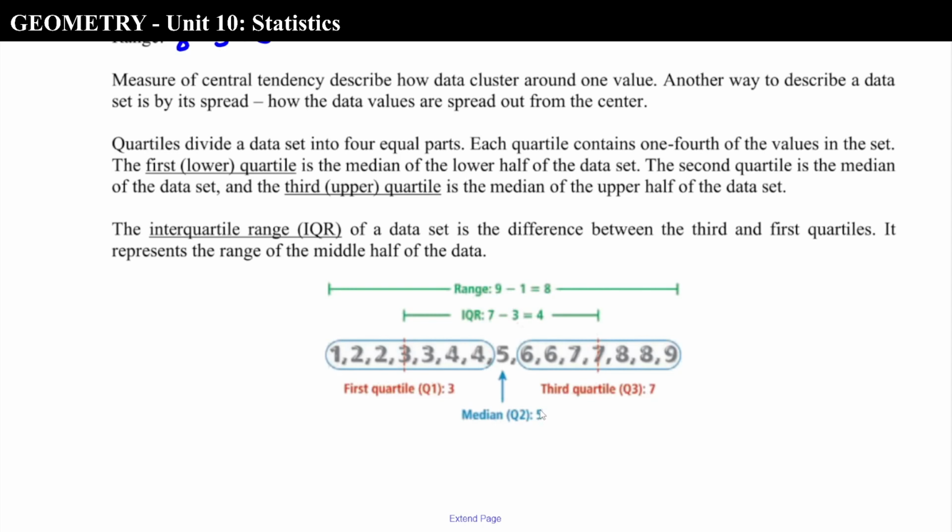The interquartile range of a data set is the difference between the third and first quartiles. So you're going to take 7 minus 3, and that gives you your interquartile range. So in this case, it's 4. Now the range of the entire data set is our 9 minus 1, which gives us 8. Now the interquartile range represents the range of the middle half of the data.